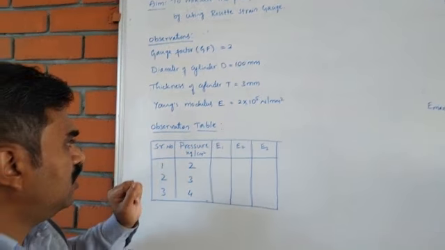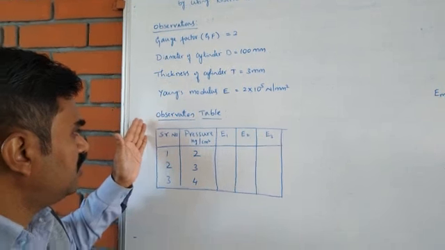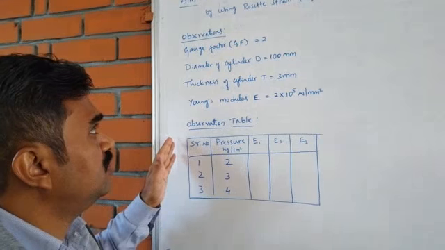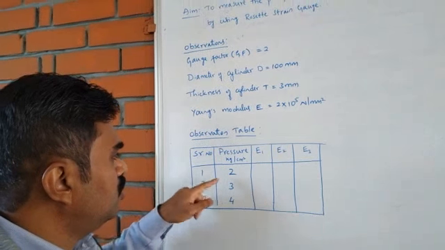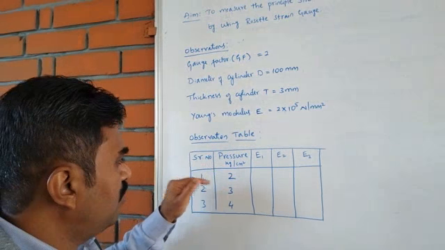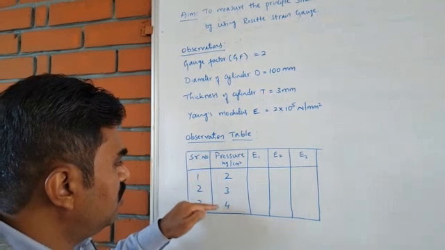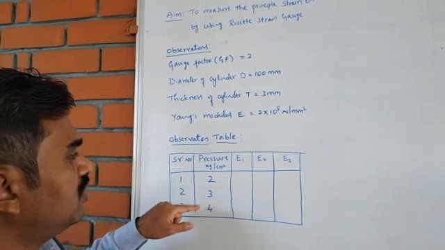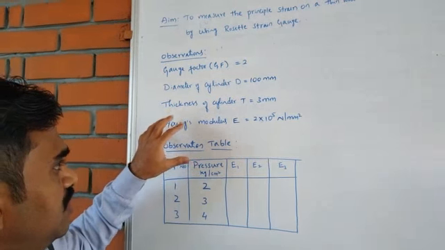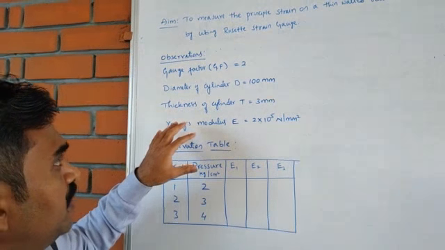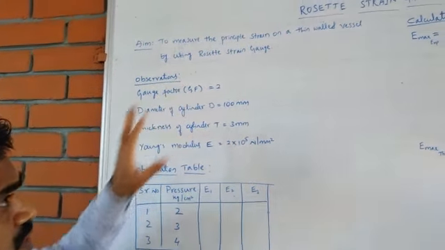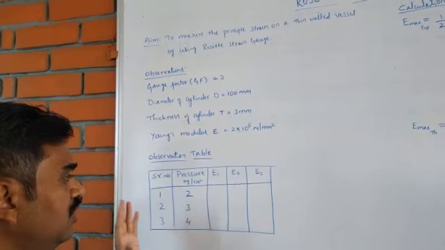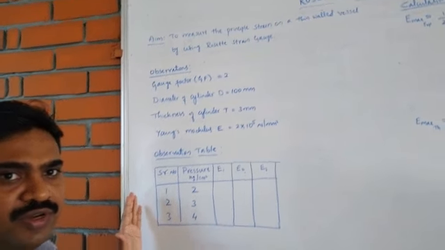If you look at the observation table, the pressures that we are going to apply on this cylinder are 2 kg per centimeter square, 3 kg per centimeter square, and 4 kg per centimeter square. We are going to apply these 3 pressures on the cylinder and measure the principal strain induced in the cylinder using the Rosette strain gauge. Next we will look into the experimental part.